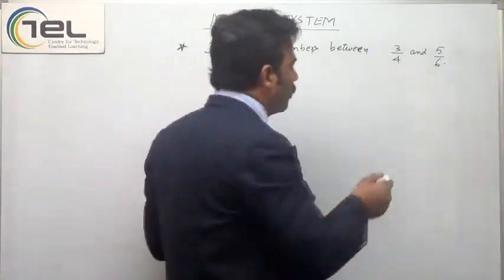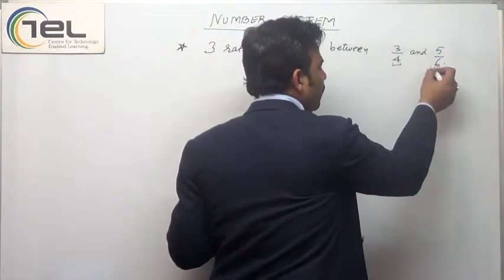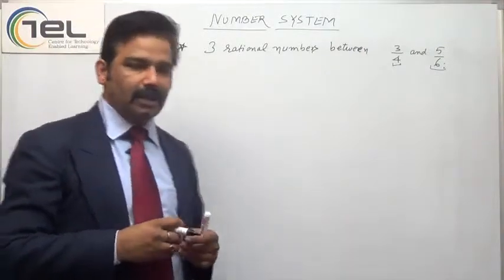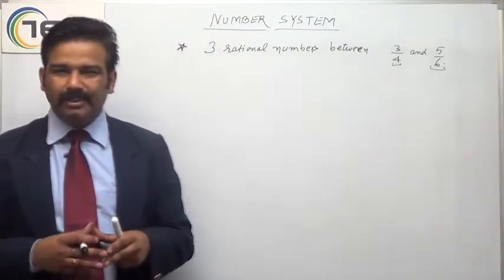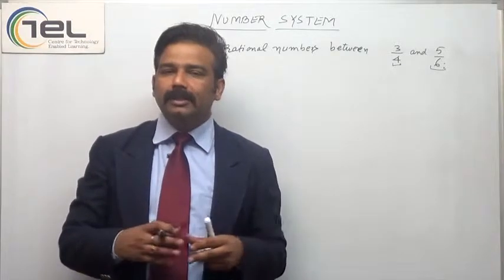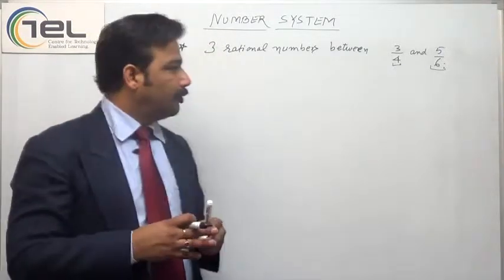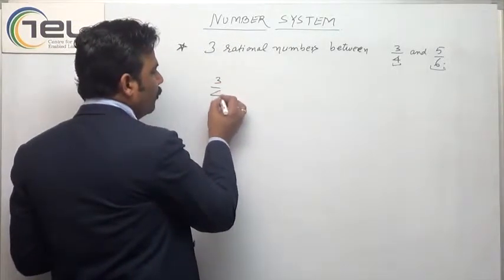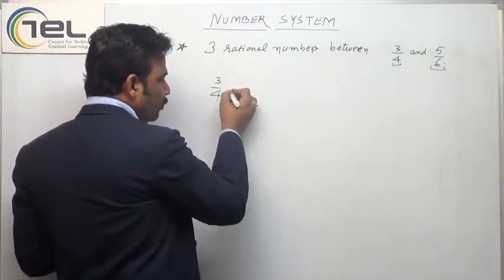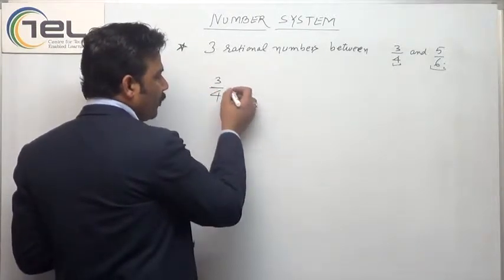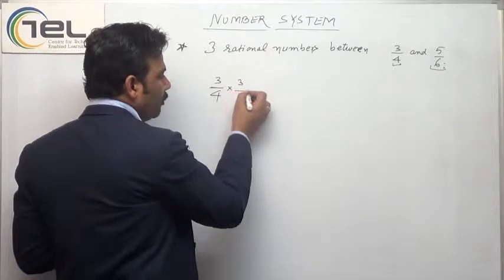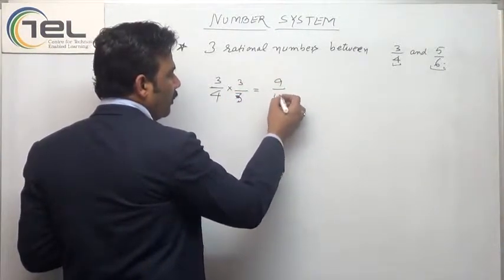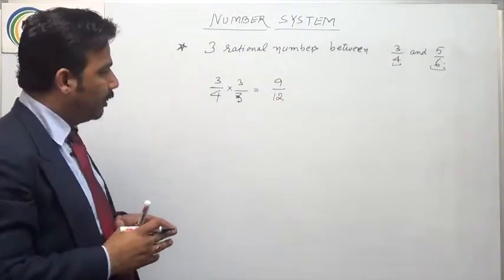One has 4 as a denominator, the other has 6 as a denominator. To make them equal, we have to take the LCM of 4 and 6. And what is the LCM of 4 and 6? Your answer is perfect. It is 12. So 3 by 4 has to be made to have denominator 12. I will multiply both the denominator and numerator by 3, and it will be 9 by 12.